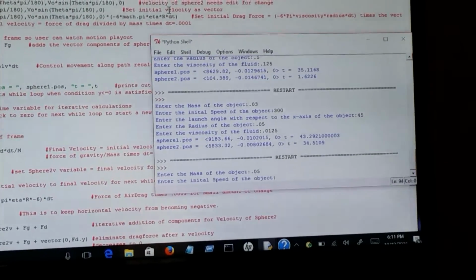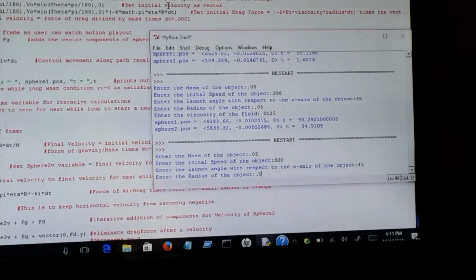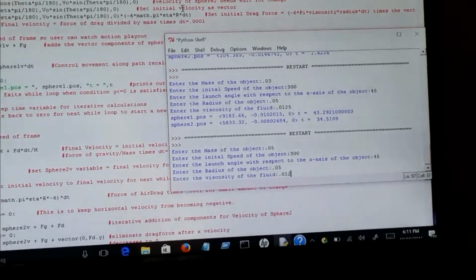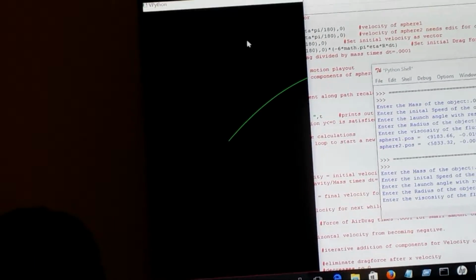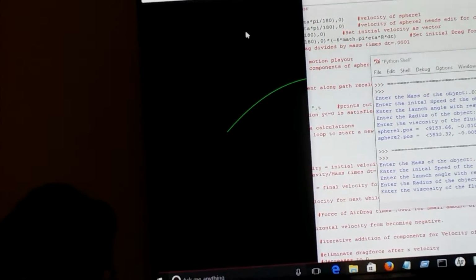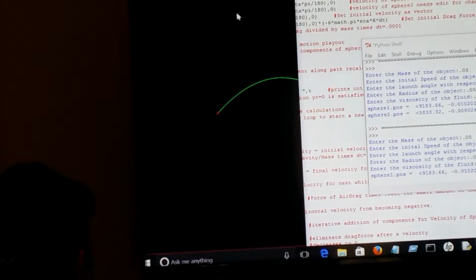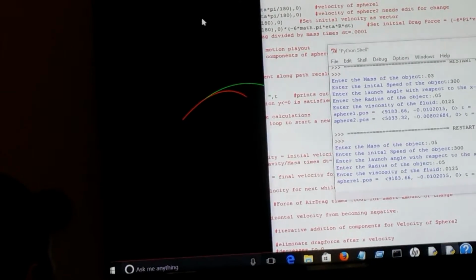Put in a mass, initial speed, a 45-degree launch angle, radius of 0.05, viscosity at 0.0125. We're going to run it and watch it. We notice that this one does not have air drag, so it's going to go much further than our red ball with air drag in our next while loop. It shows approximately 9,183 meters with no air drag. And look at our beautiful red parabolic shape.